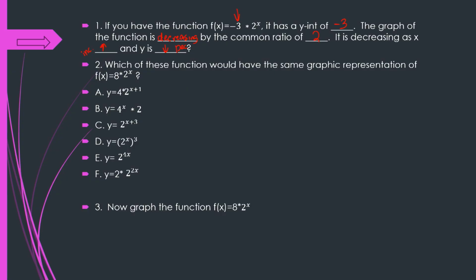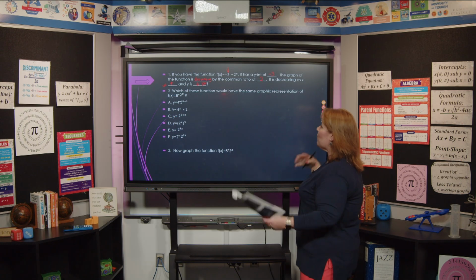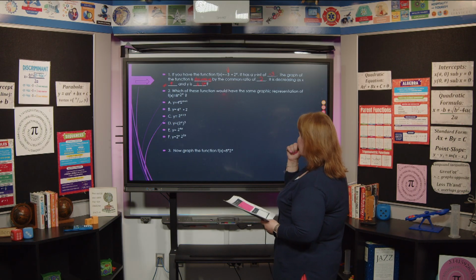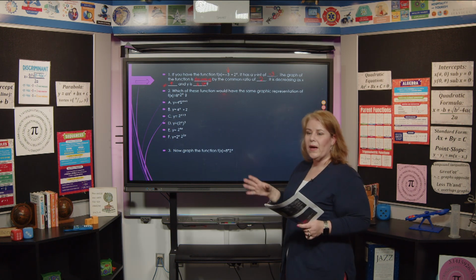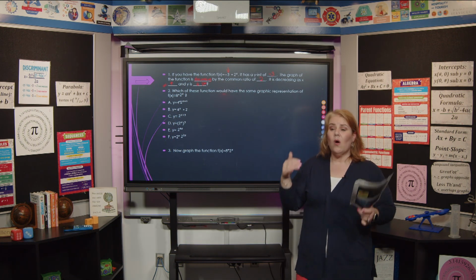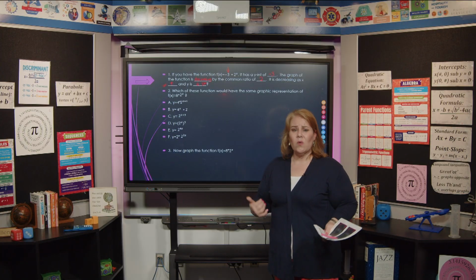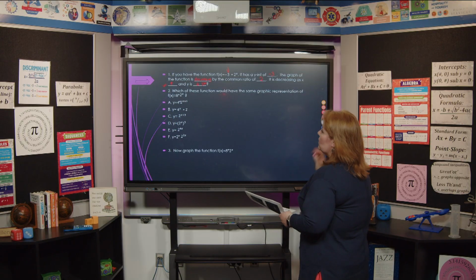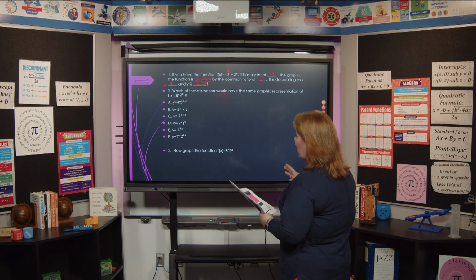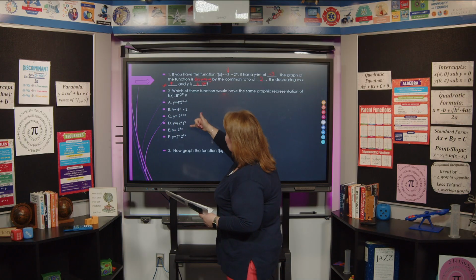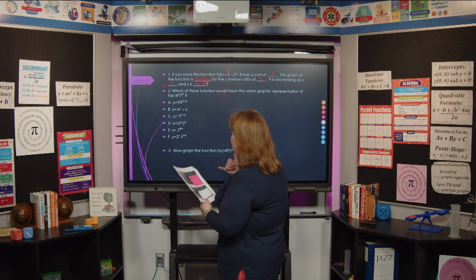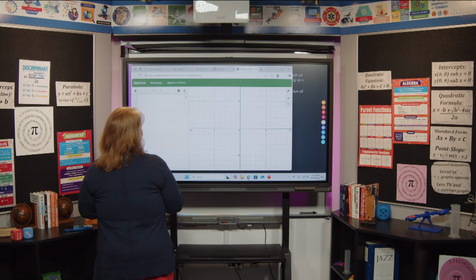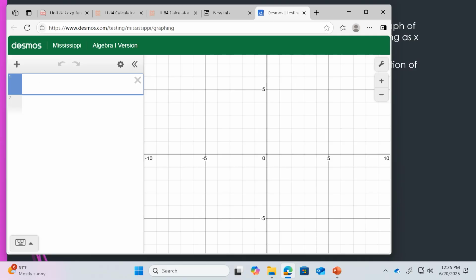So now let's look at number 2. Which of these functions would have the same graphic representation of f of x equals 8 times 2 to the x? Now, you could do this multiple ways. You could plug this into your calculator, or you could use Desmos. Whichever way you work it, you're going to get the good answers. So here we go. When I put in f of x equals 8 times 2 to the x and get that graph, then I put each one of these into Desmos. Which one did we say brings it to the same representation? Well, let's look. So I'm going to put my original right here.